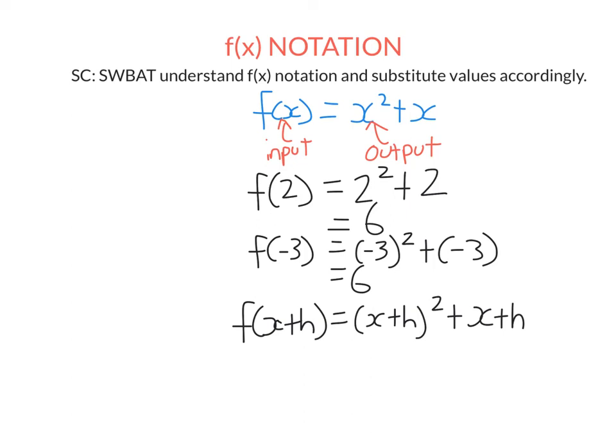So we can simplify this so it has no brackets. We can perform this binomial expansion here. So we go x squared plus 2 times x times h plus h squared. And then we've still got the x plus h here. Now, there are actually no like terms here, so we can't simplify this any further.